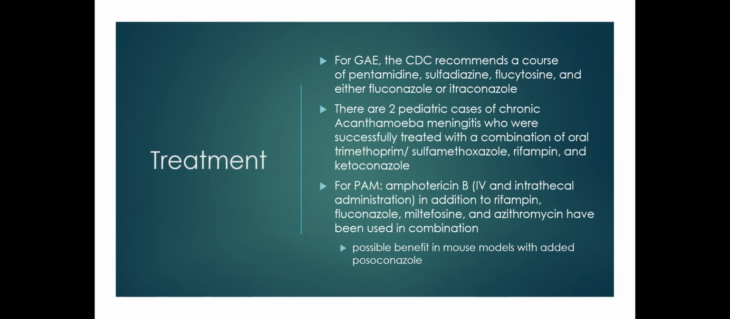Now, there actually have been 2 pediatric cases of chronic acanthamoeba meningitis, and they were successfully treated with a combo of trimethoprim, sulfamethoxazole, as well as some rifampin and ketoconazole. With PAM, this is better treated with amphotericin B, both IV and intrathecal, and it's also given in combination with rifampin, fluconazole, miltefosine, and azithromycin. There's also been some possible studies done with mouse models that have shown that posaconazole may also be effective.